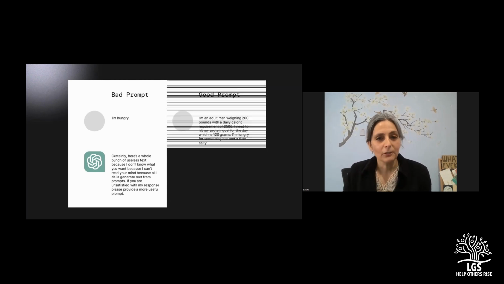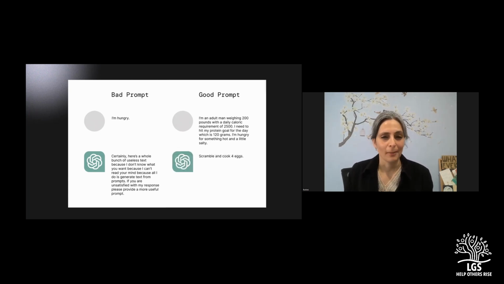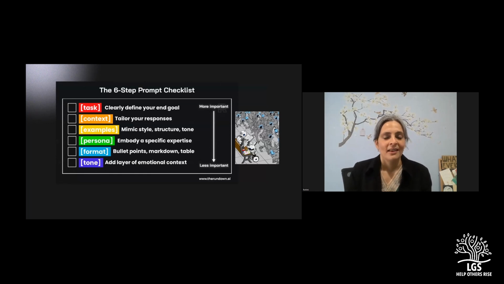An example of a good prompt would be, I'm an adult man weighing 200 pounds. My daily caloric requirement is 2,500, and I want to hit my protein goal, which is 120 grams. I'm hungry for something hot, and I want something a little salty. And the perfect answer: scramble and cook 4 eggs. My point with sharing this with you is that as we use AI, it's really important that we're extremely mindful in how we're asking, because it really helps the output.